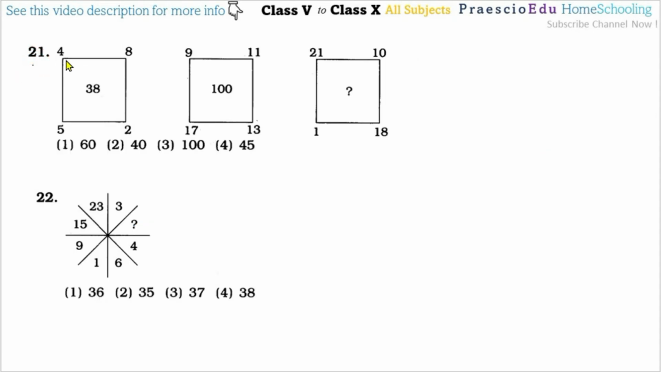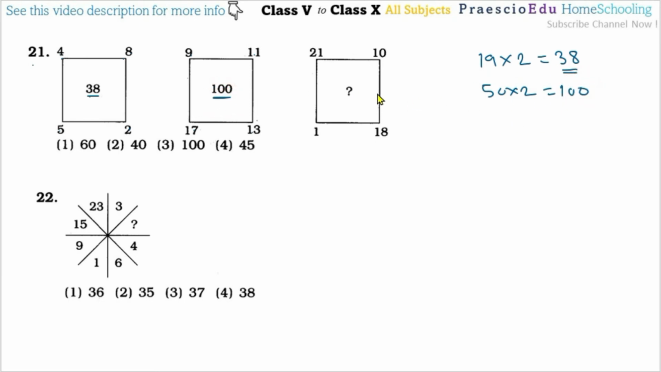Question number 21. If you add all the numbers which are present at this square's vertices, 4 plus 8 is 12, 12 plus 2 is 14, 14 plus this 5 is 19. And the 19 is multiplied by 2, or we can say doubled, that is 38, and this 38 is present at the middle of this square. So the same we have to apply here. 9 plus this 11 is 20, 17 plus this 13 is 30, 30 plus 20 is 50, and 50 multiplied by 2 is 100, and 100 is present here.